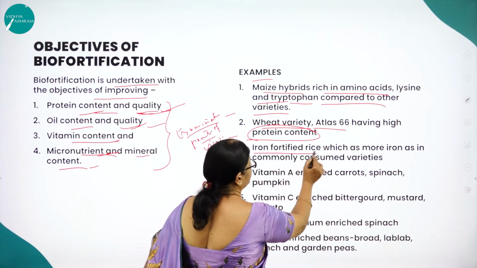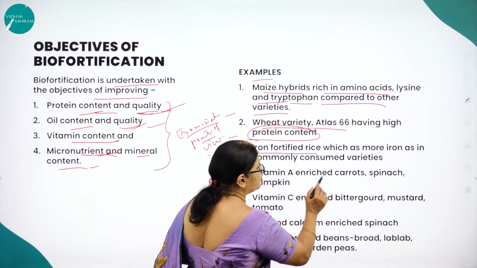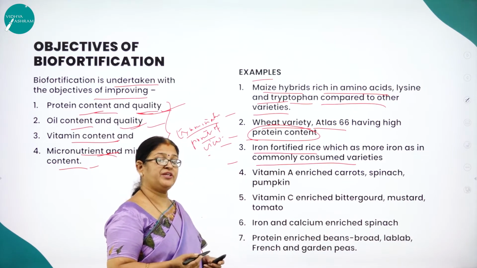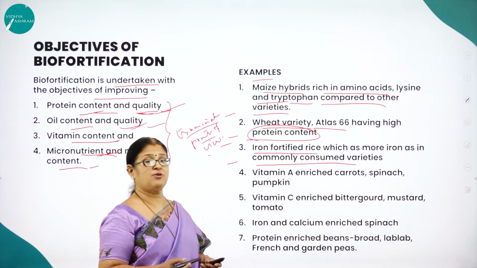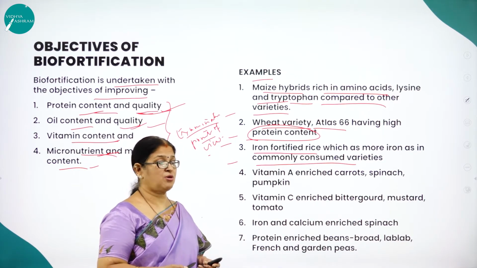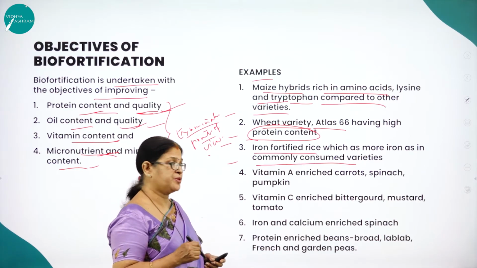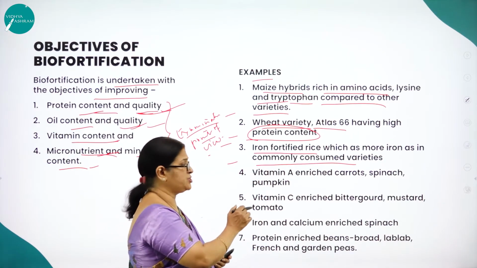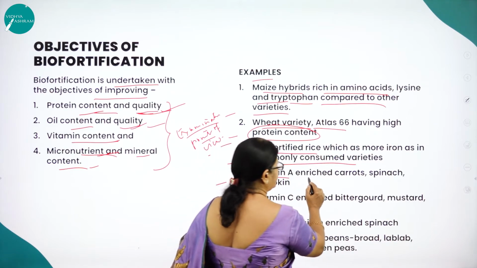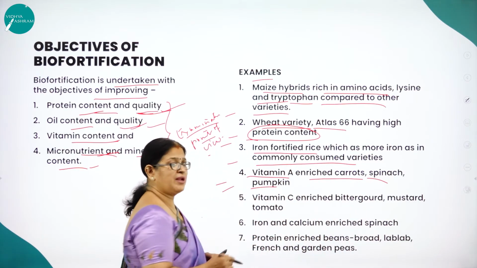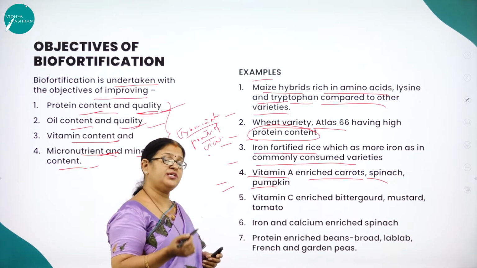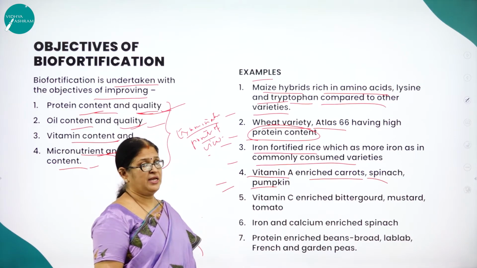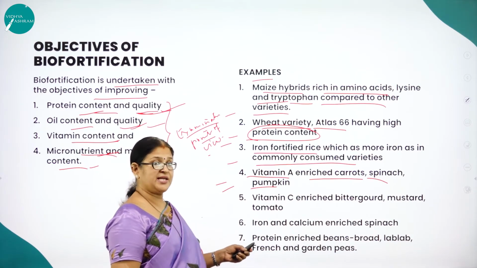One more, iron fortified rice, which has more iron than commonly consumed varieties. So crops are developed in such a way that they maintain all the micronutrients, protein content and vitamins in the food that is produced. Then vitamin A enriched carrot, spinach and pumpkin. So develop such crops which are rich in vitamin A. All of you know that carrot is very rich in vitamin A, then even the spinach and pumpkin.